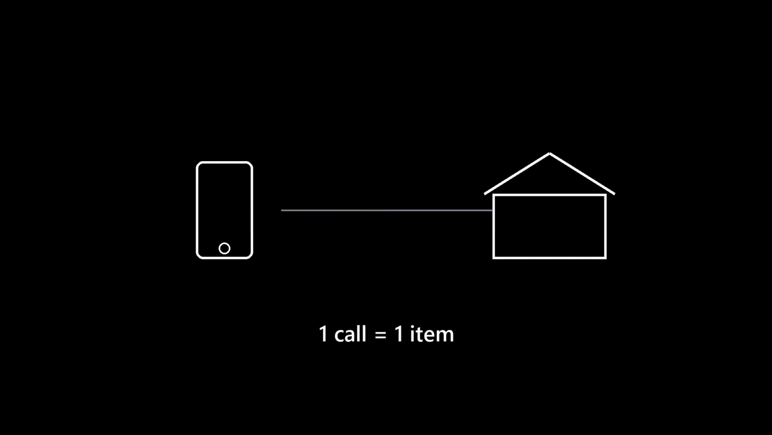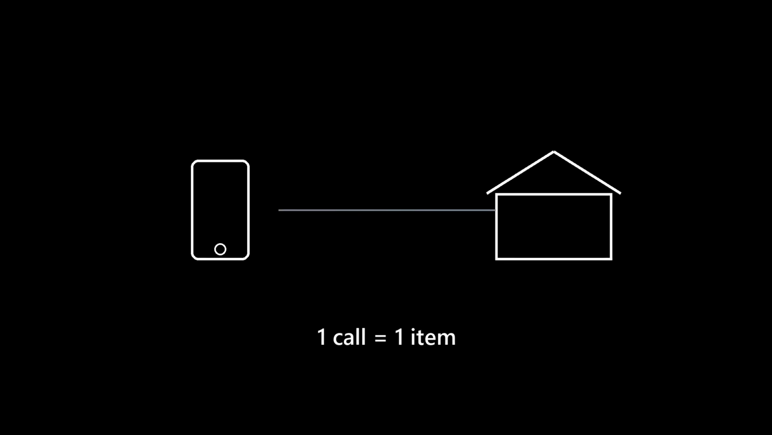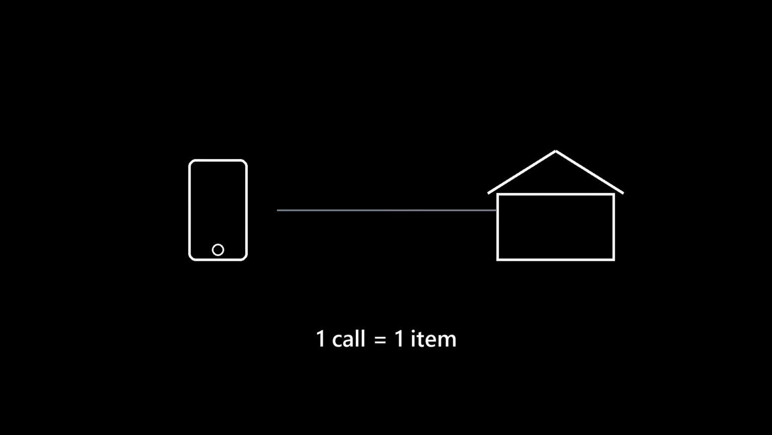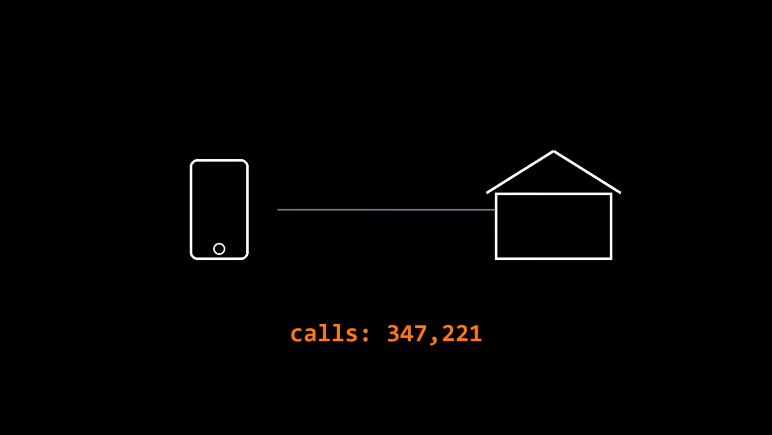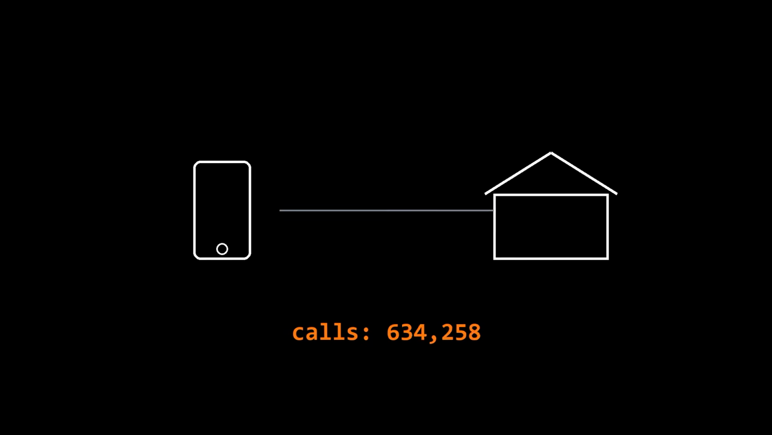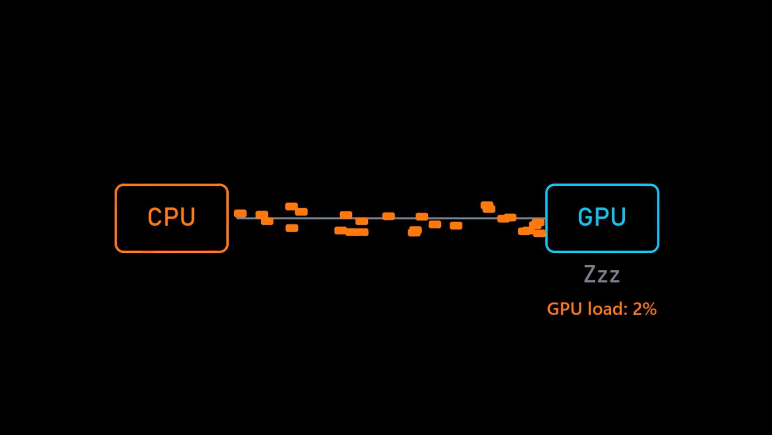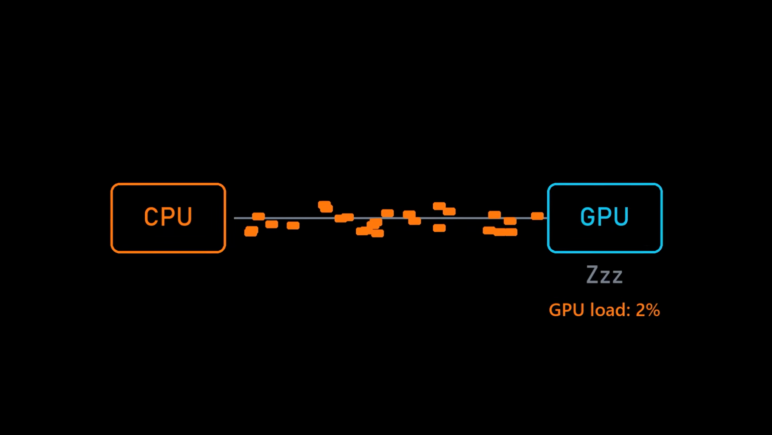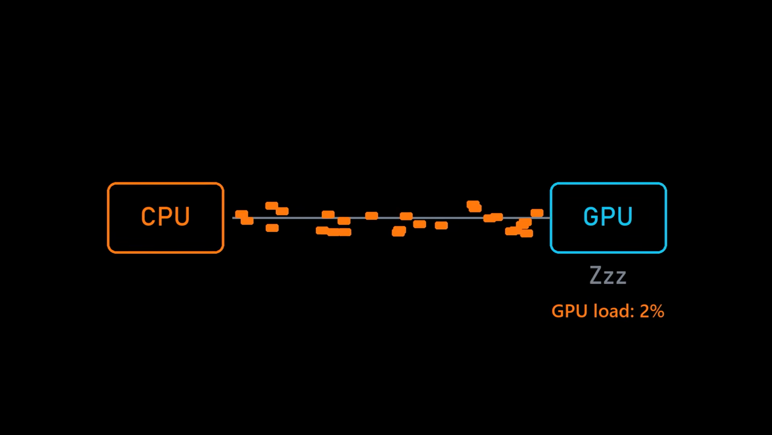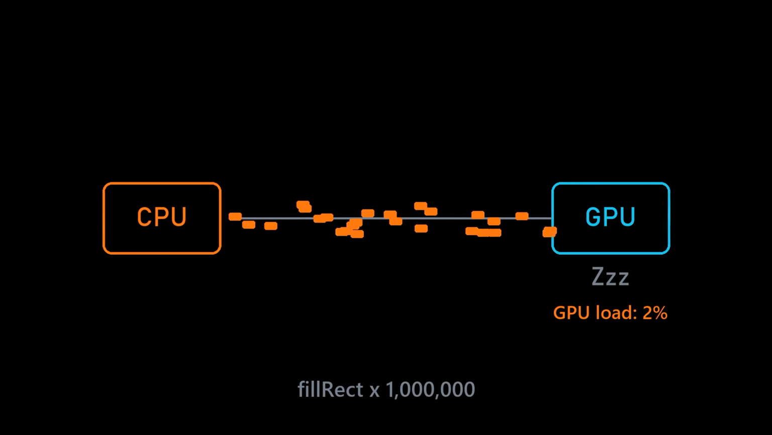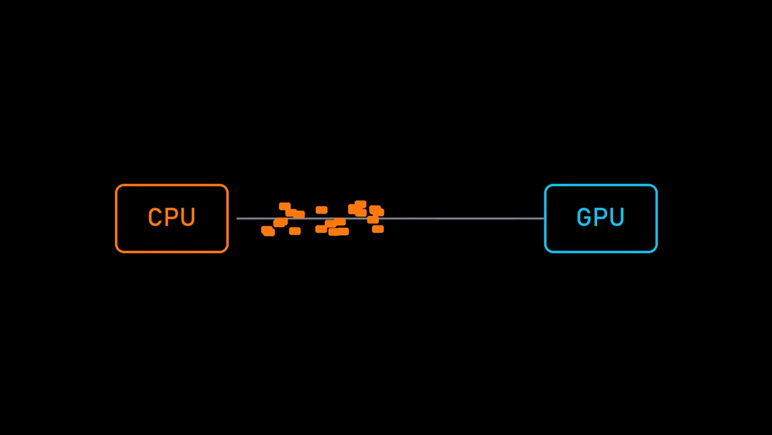Let me give you an analogy. Imagine ordering 1,000,000 items from a warehouse, but you can only order one at a time, and each order is a separate phone call. Dial. 1 point. Hang up. Dial. 1 point. Hang up. 1,000,000 phone calls. That's what fill rect in a loop is really doing. 1,000,000 tiny conversations. The warehouse, the GPU, is sitting there, bored, waiting on the phone. So the bottleneck was never the drawing. It was the talking.